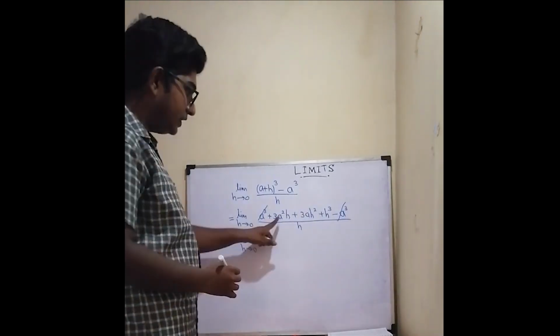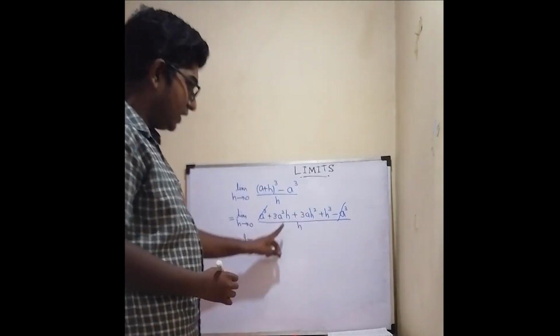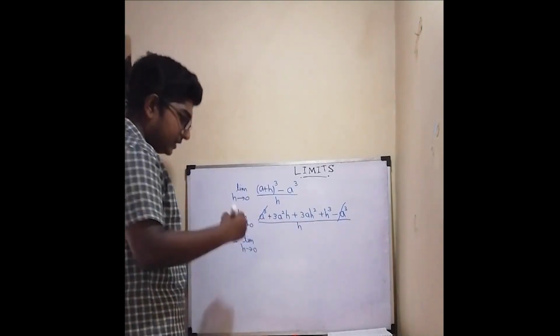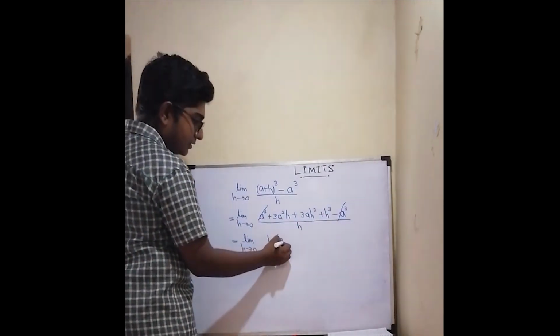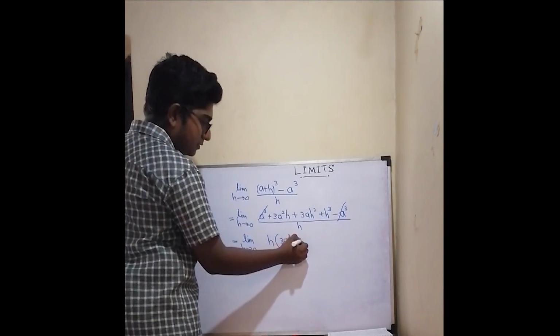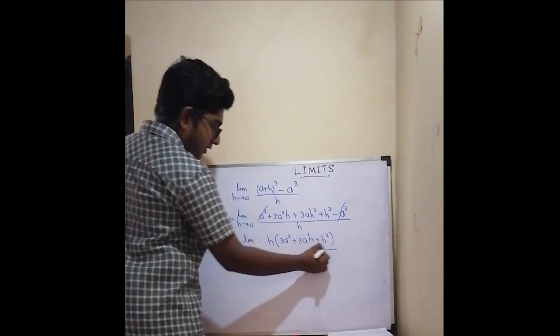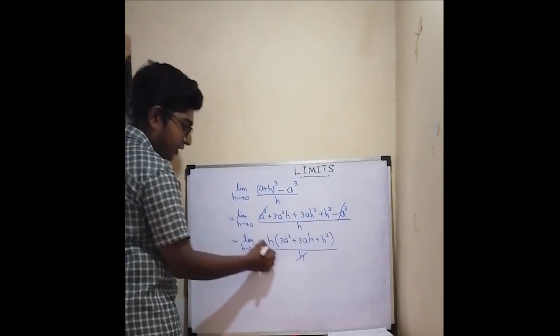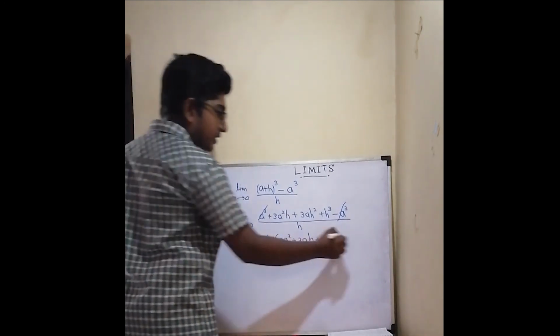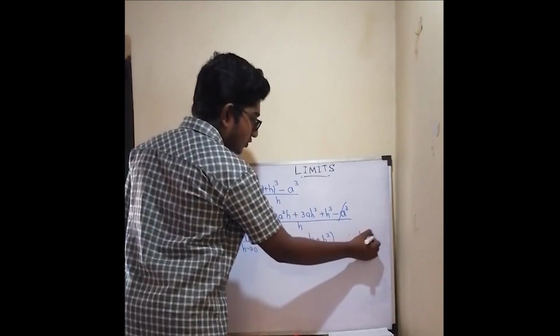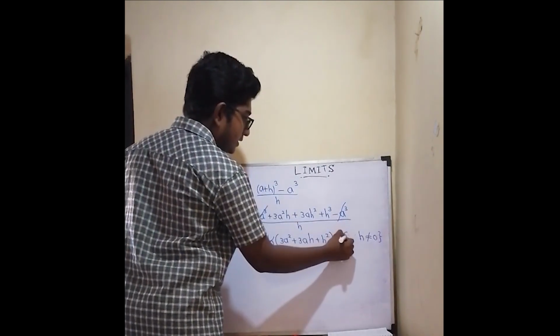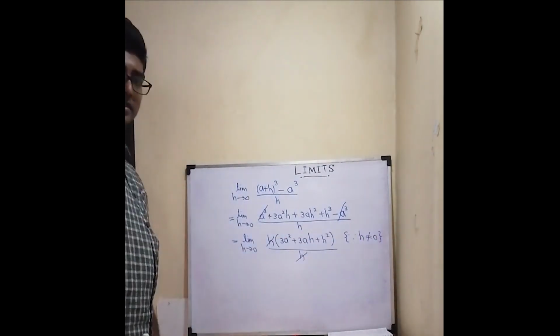And here you have 3 terms remaining where h is a common factor. Take that common factor out, divided by h. Now you can see these two get cancelled. At the same time you have to write this: h is not equal to 0.